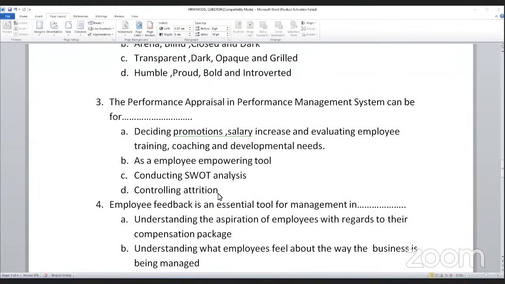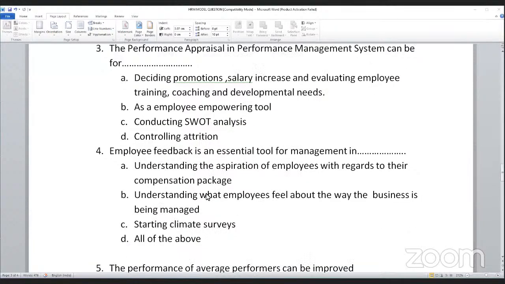Yes. Then the fourth question is, employee feedback is an essential tool for management in understanding the aspiration of employees with regards to their compensation package, understanding what employees feel about the way the business is being managed, starting climate surveys, all of the above. All of the above, madam.